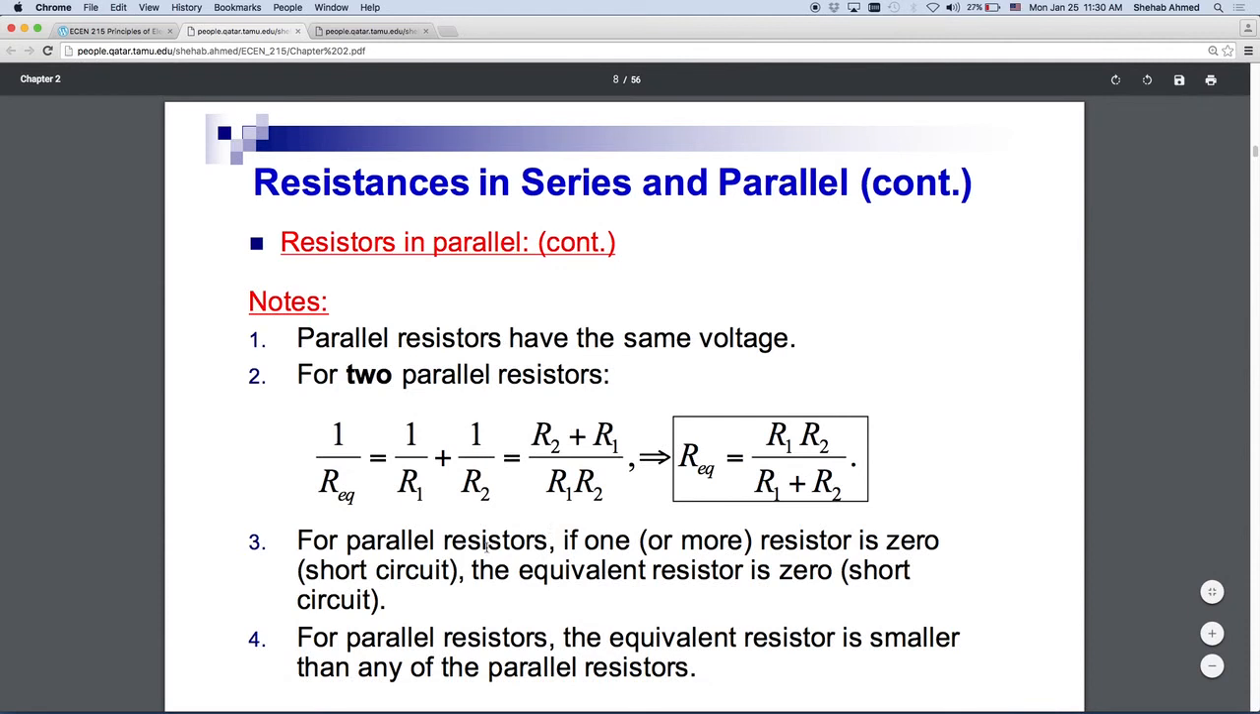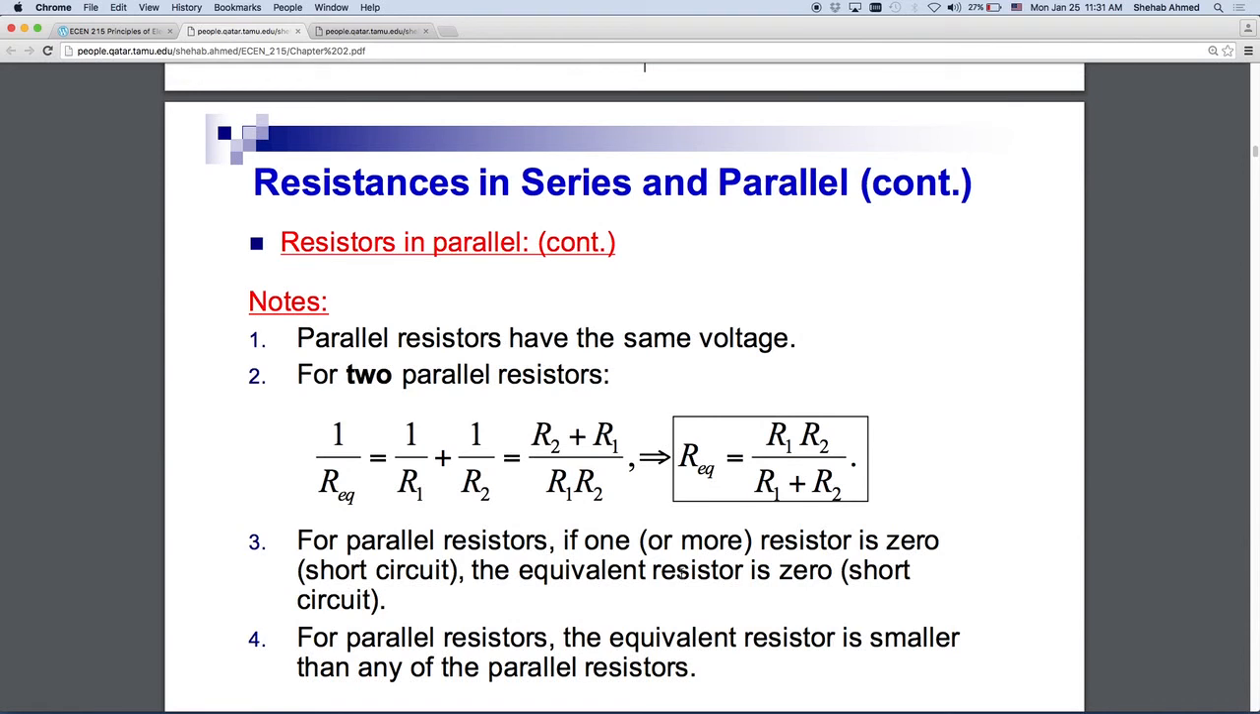Of course, for parallel resistors, if one or more resistors is zero, there's a short circuit. Equivalent resistance is zero, right? So I have a short circuit. Short circuit means what? 0 volts. I take a resistor, I put a wire around. Then, again, you can consider that short circuit as another resistor that has a value of 0.